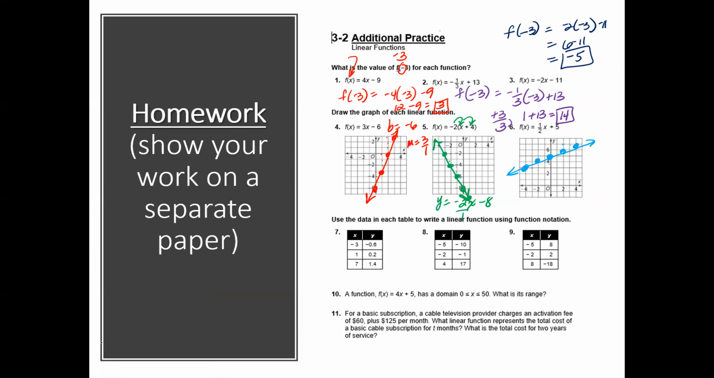Number 7, it says use the data in the table to write a linear function using the function notation. Okay, so with this one, you have 3 points. Let's do number 8. I'm going to pick these 2 points right here.